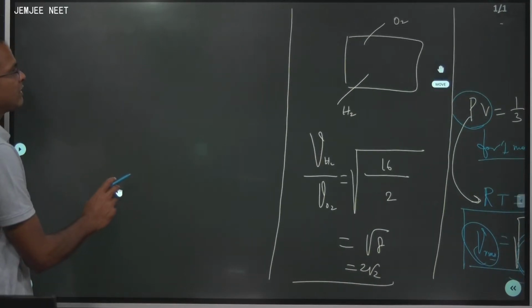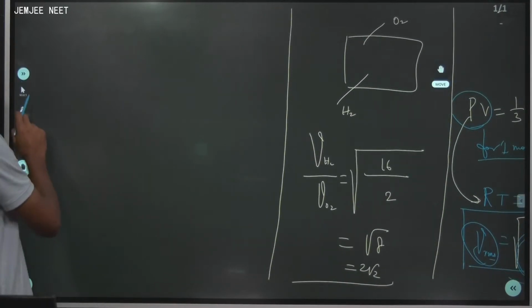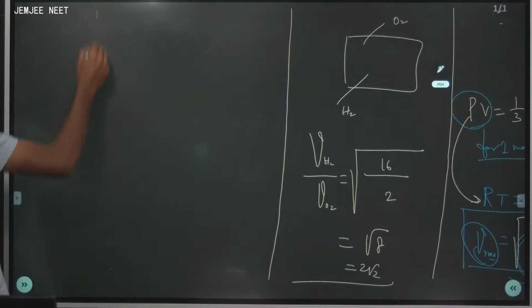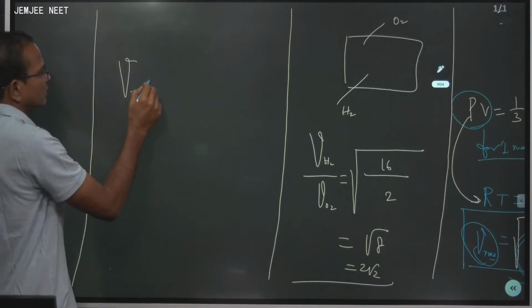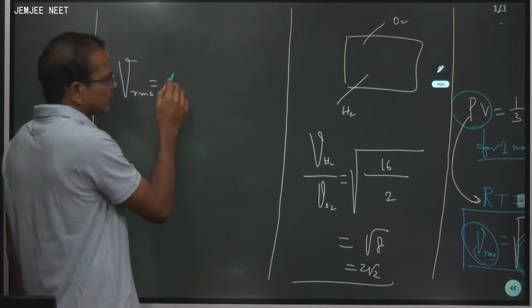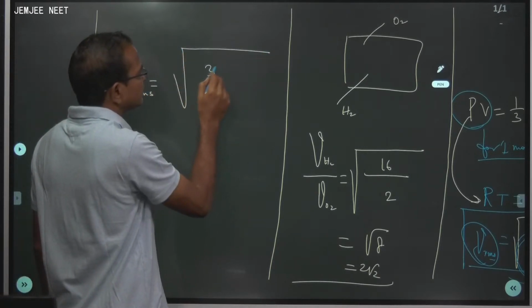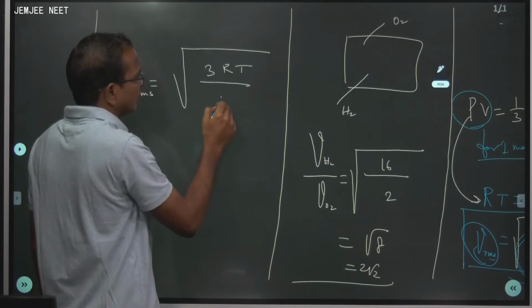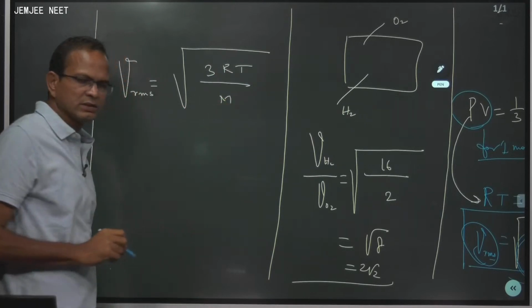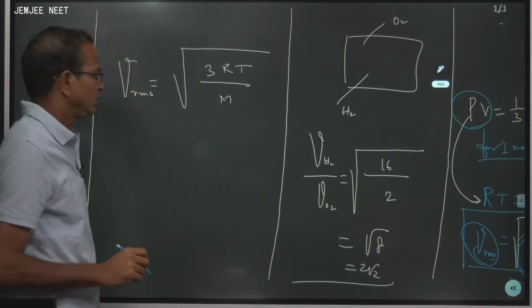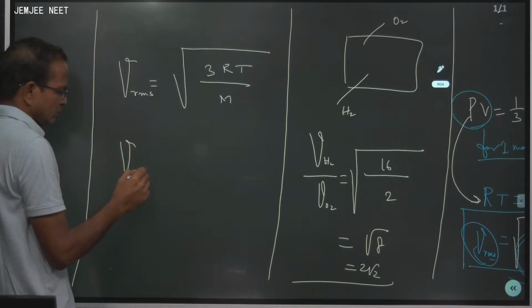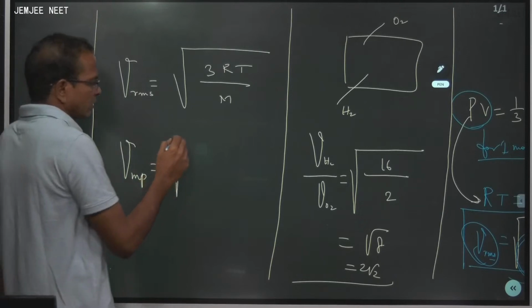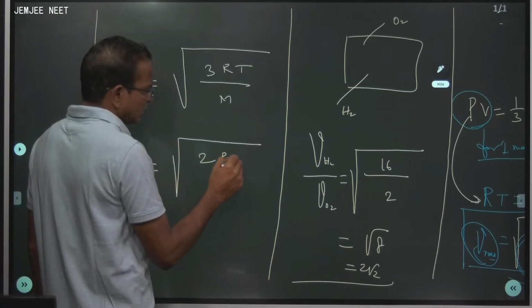So now we arrived at an equation for RMS speed. V RMS is equal to the square root of 3RT by M, where M is the molecular mass. Now, V most probable is the square root of 2RT by M.